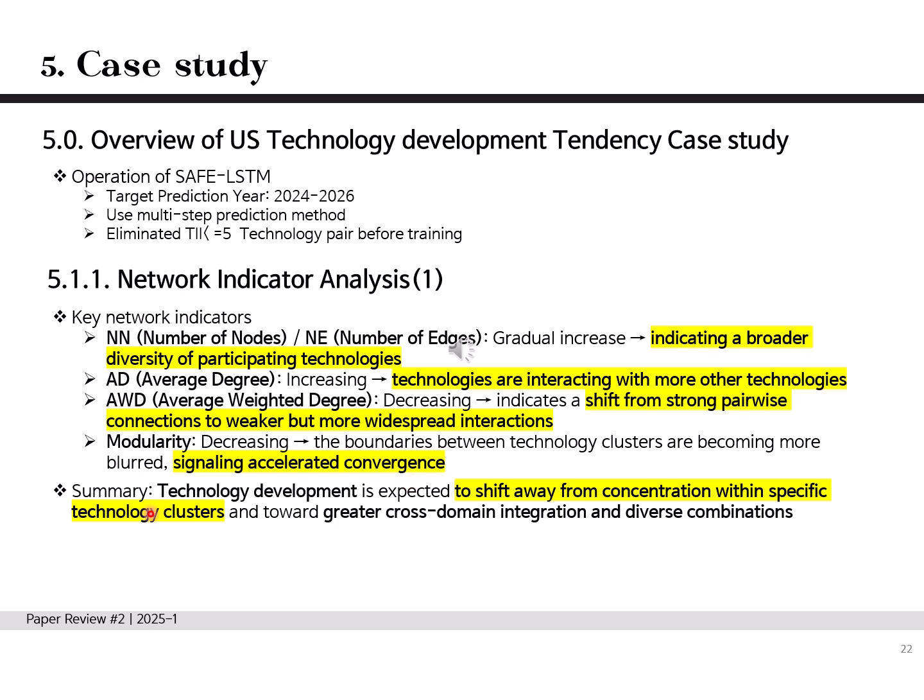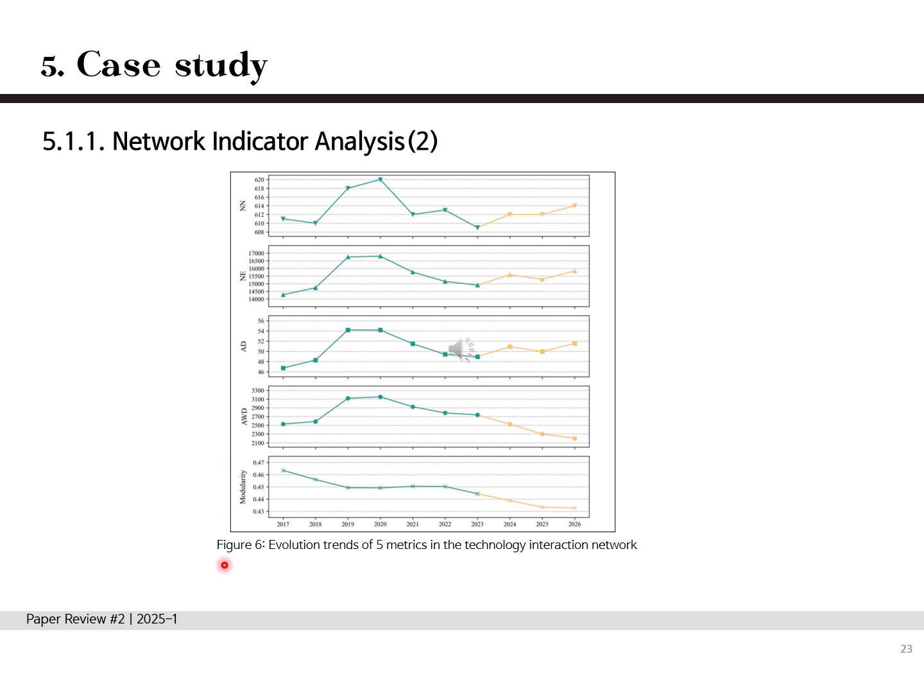As for the summary, technological development is expected to shift away from concentration within specific technology clusters and toward greater cross-domain integration and diverse combinations. And this is a figure of the evolution trends of the five metrics mentioned in the previous pages, and it shows the technological interaction network.